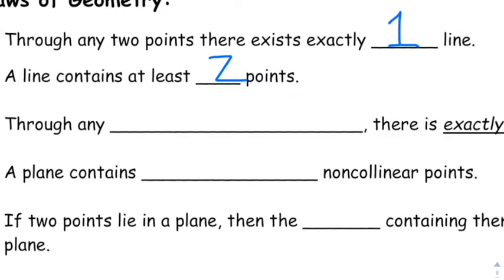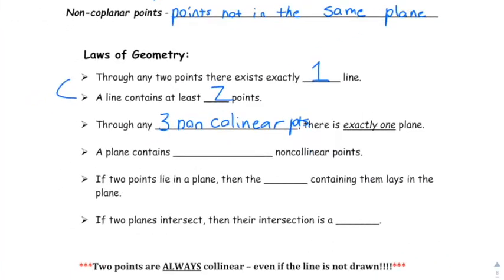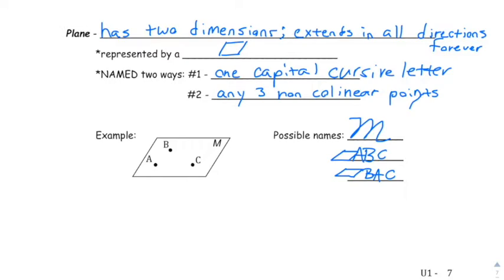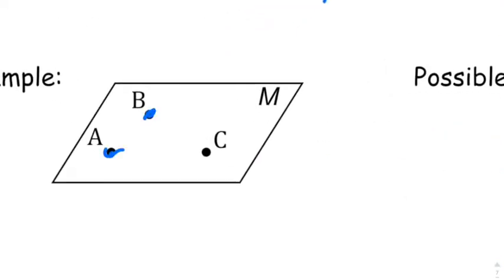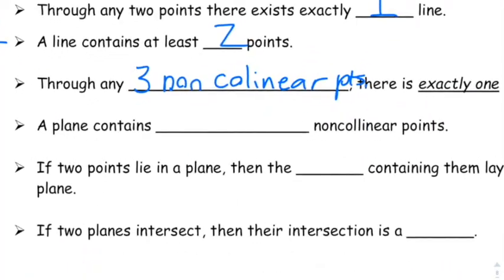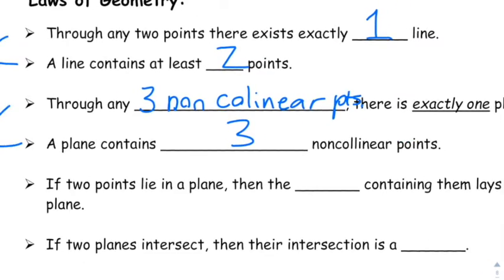So we're going to say 3 non-collinear points. I'll just abbreviate that. There's exactly one plane. So that kind of goes back to the definition of a plane right there. You're always going to have at least 3 non-collinear points. If you have 3 non-collinear points, you can make a plane through it. Okay, so then this is the opposite right here, this next one. So a plane contains 3 non-collinear points.